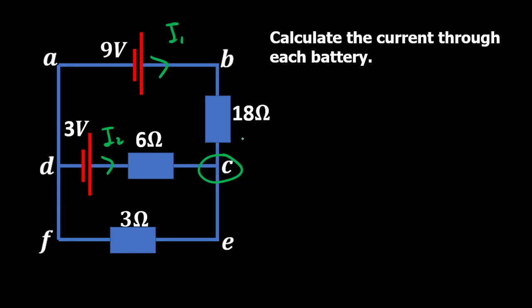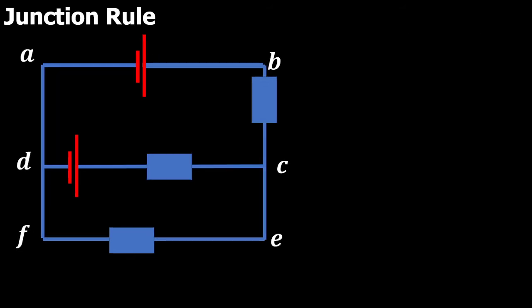So let's expand a little bit. There we go. That's it. That's the junction. All right. So we have our junction at C. We have our current I1. We have our current I2. All right. And then once we have ingoing, we have outgoing, and that's I3.